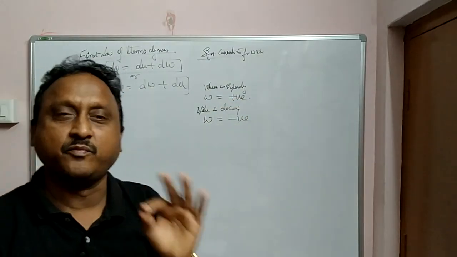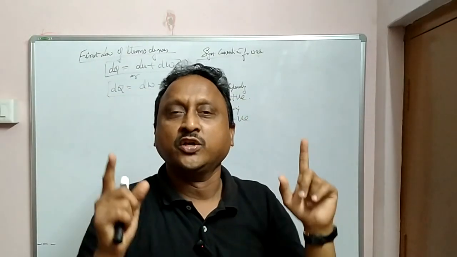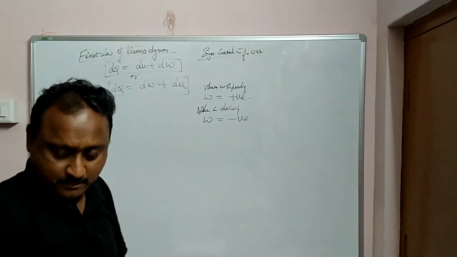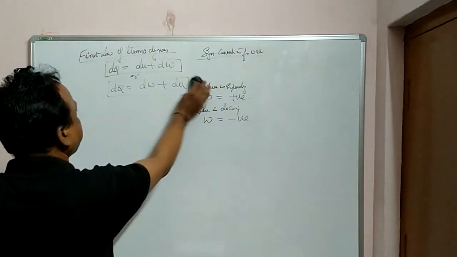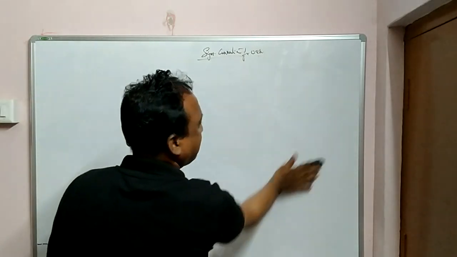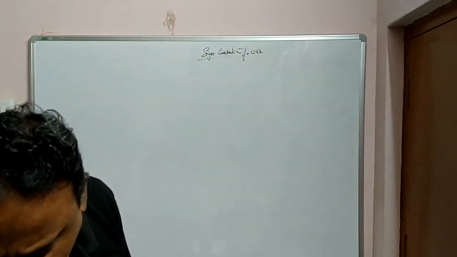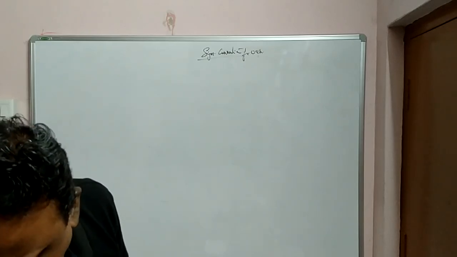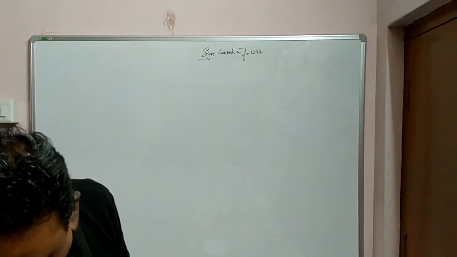These two are very, very important conventional signs while doing numerical problems, either graph problems or normal problems. Please note down. Okay, clear? Now let us try to understand the first law by doing some numericals.